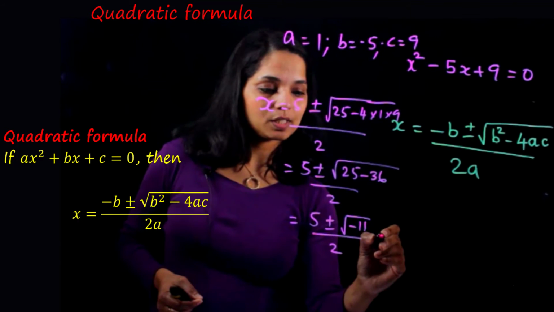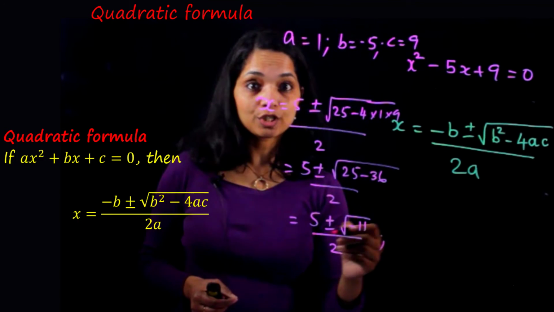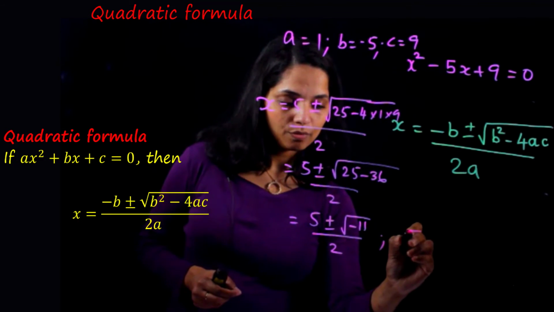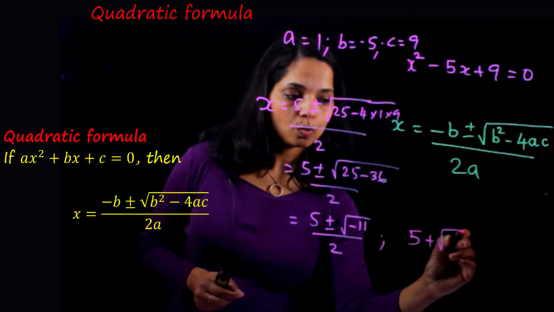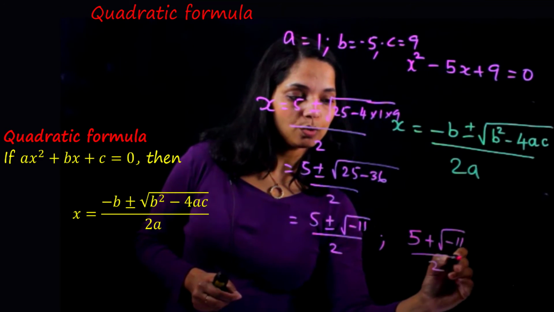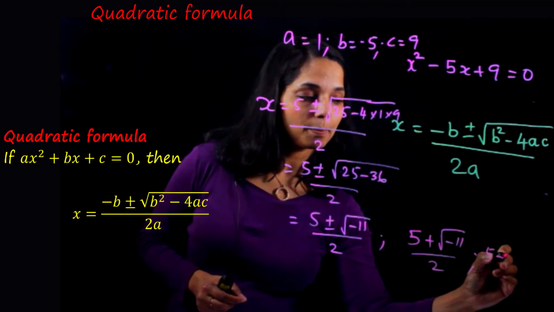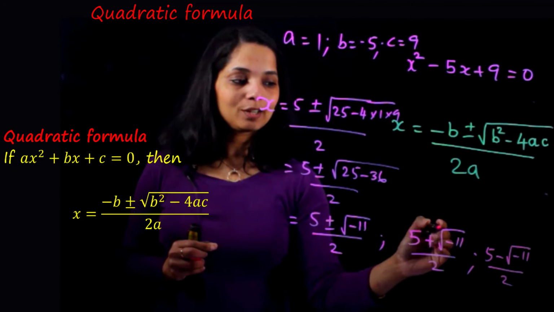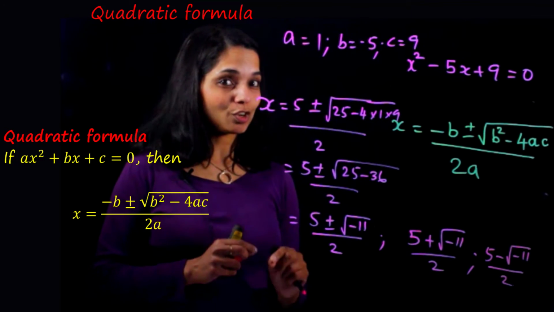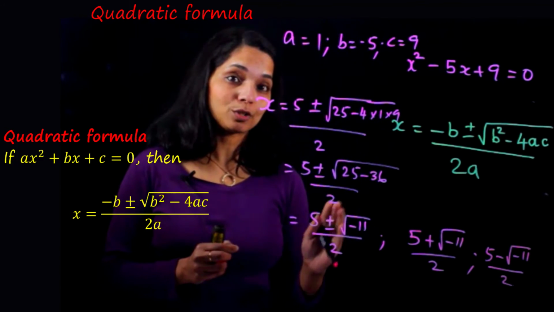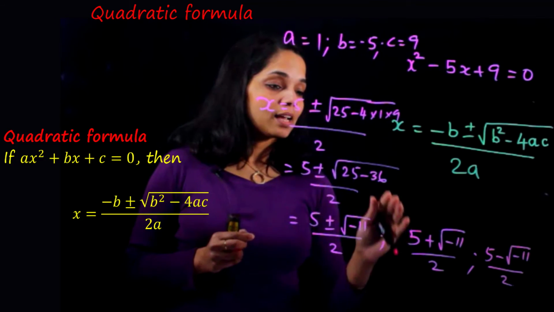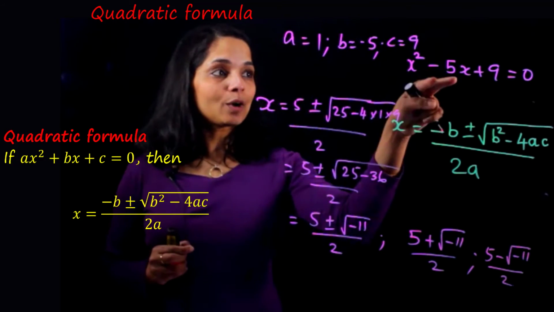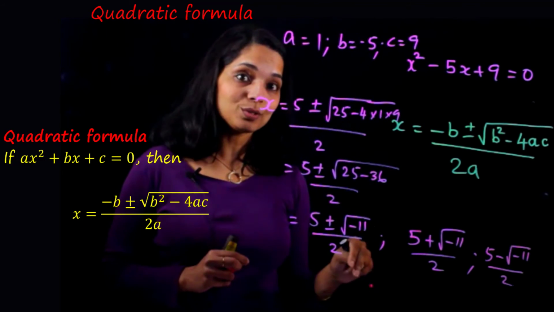Okay, so the two solutions that we get are (5 plus root minus 11) on 2 and (5 minus root 11) on 2. We know that the root of a negative number is not a real number, so that comes out to be a complex number. And so this equation doesn't have any real solution.